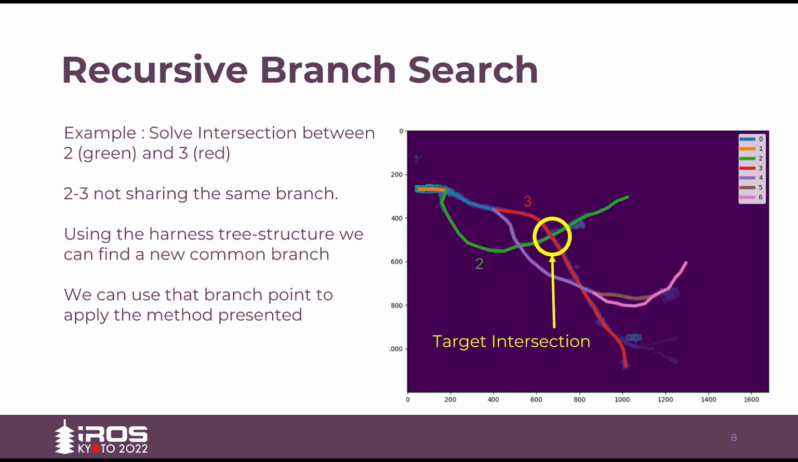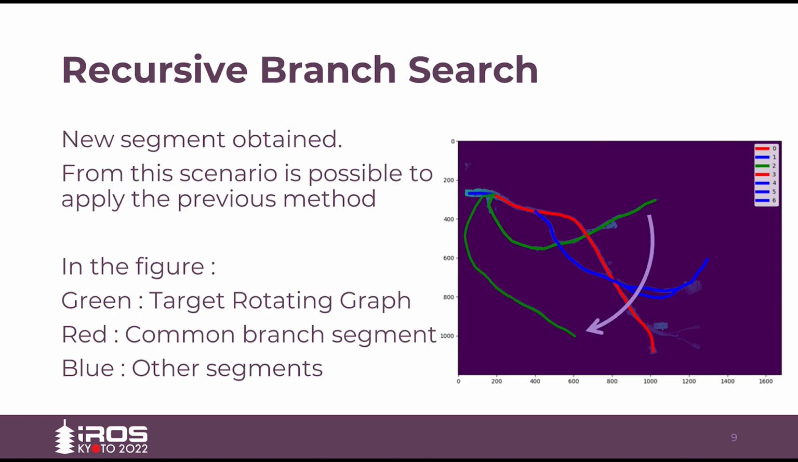The method also works if the segments don't have a common branch. In fact, as shown in the example, we can recursively pass through the graph and look for a common branch, exploiting the graph structure. Once the common branch is found, we can then rotate the cable using the designed approach.